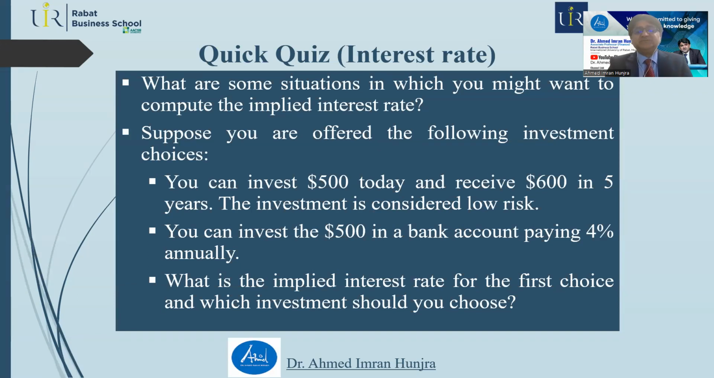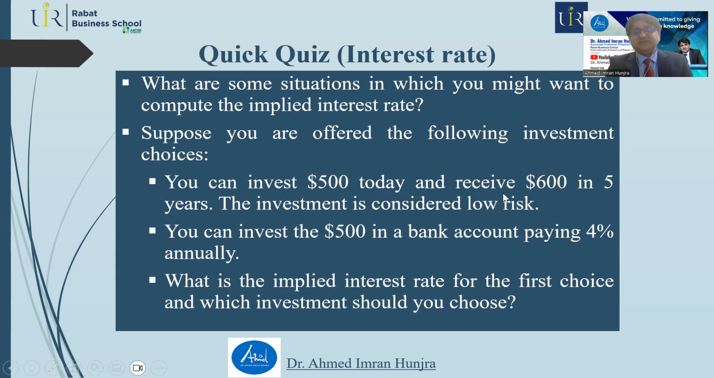So now we have a quick quiz: if you invest 500 today and you want to receive 600 in 5 years, what can be the rate of return? In the first part, we can determine the rate of return, and we have another option. If you invest $500 in a bank at the rate of 4%, what is the question? What is the implied interest rate in the first part?